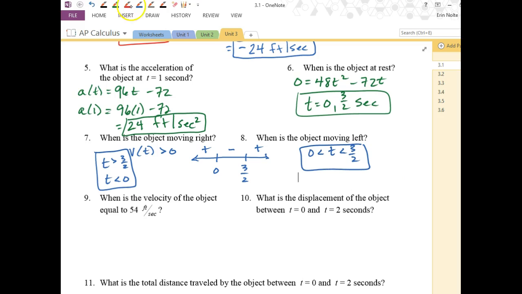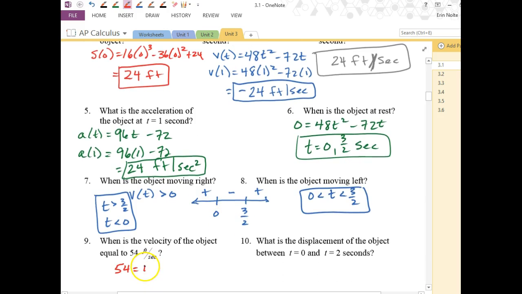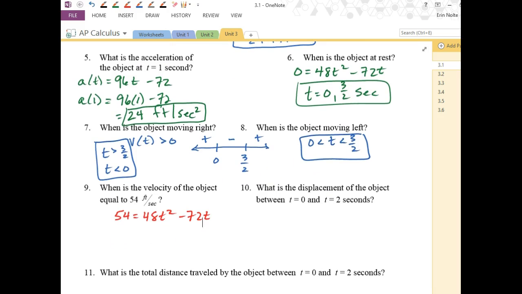Okay, number 9 asks us when is the velocity 54 feet per second. So you use our velocity function. We're going to set it equal to 54 exactly. So what was our velocity? It was 48t squared minus 72t. If you'd like to type that equation into your calculator, which I would totally recommend, go ahead and do that. It should start a new one after you hit enter.